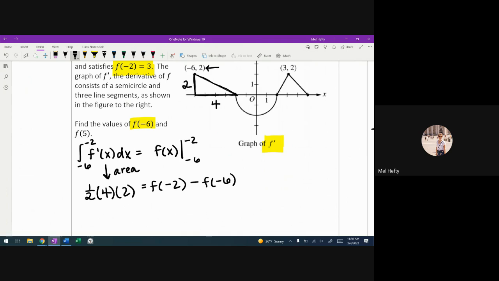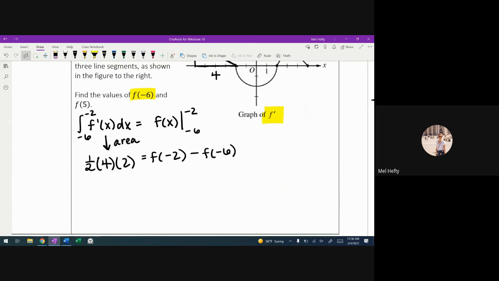All right. Is there anything else I can plug in that I haven't plugged in yet? Yep, I can make the f of negative 2, 3. So this is going to be 4 equals 3 minus f of negative 6. I'm going to do kind of 2 things at once. I'm going to add the f of negative 6 over and subtract the 4. And then divided by negative 1. That's cool too. Algebra. You can do it lots of ways.